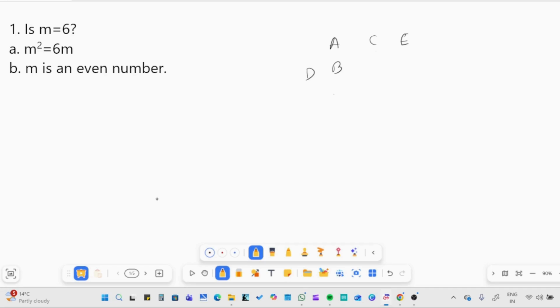Alright, let's start with statement A. Statement A says that m square is equal to 6m. Can I cancel m from both the sides and say m is equal to 6? No, we cannot do that unless you know the value of m. So how are we going to solve it?